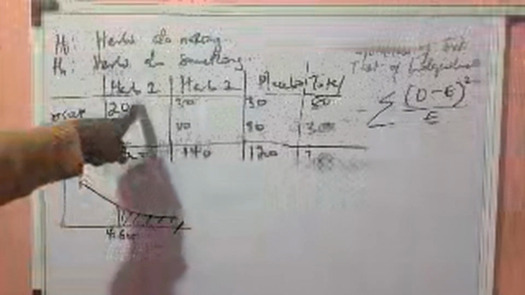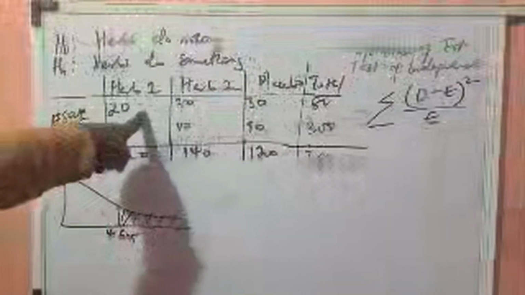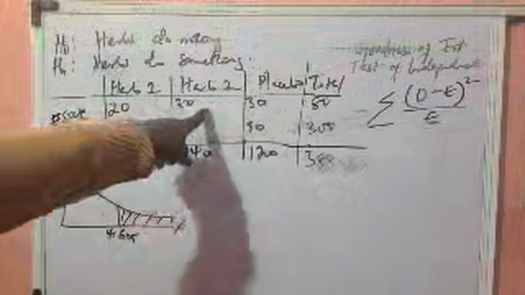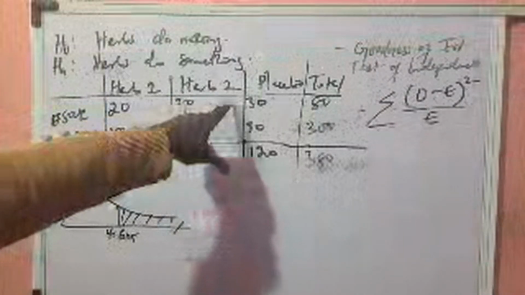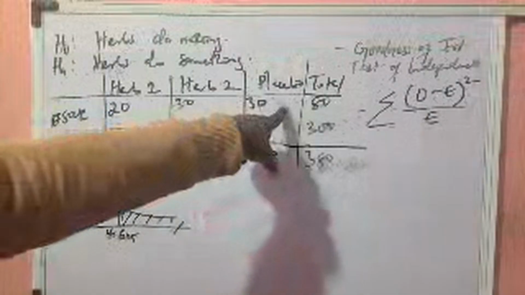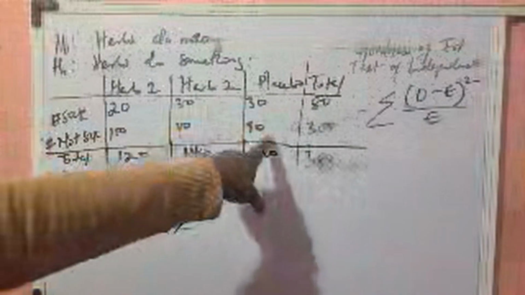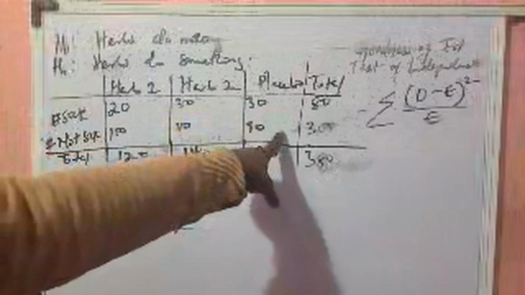Now, what we want to find here is the expected value for each of them. The expected value for this one, that means when observed was 20, what was the expected value? We also want to find the expected value when the observed value was 30. What was the expected value here? For this 130 also, what's the expected value? For this one? For this 110? For 90?